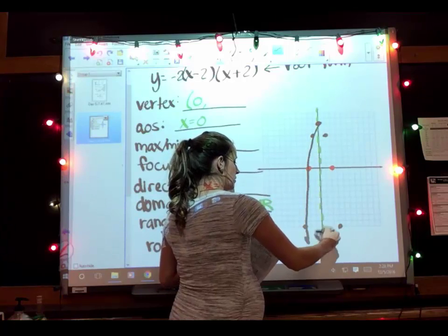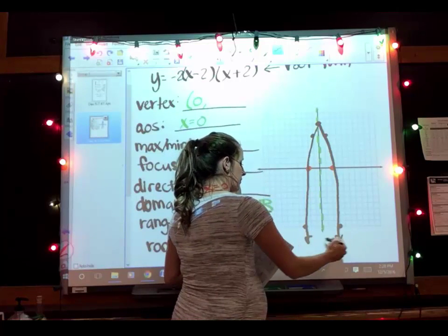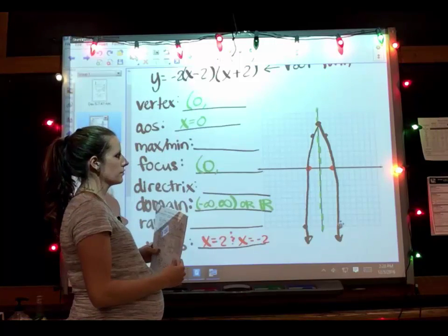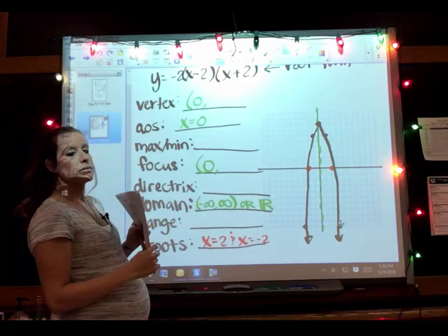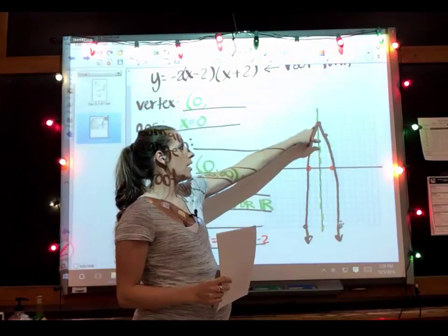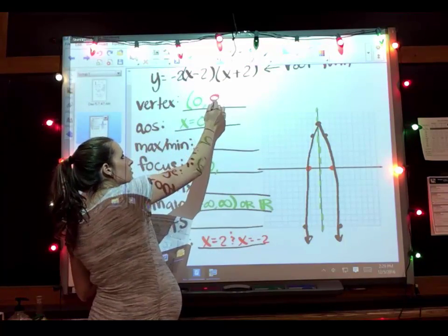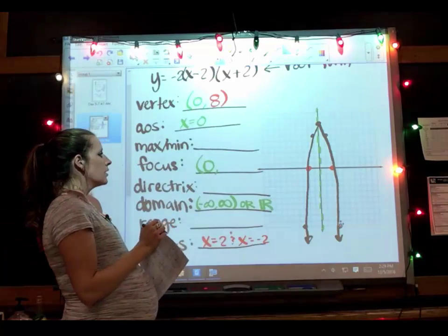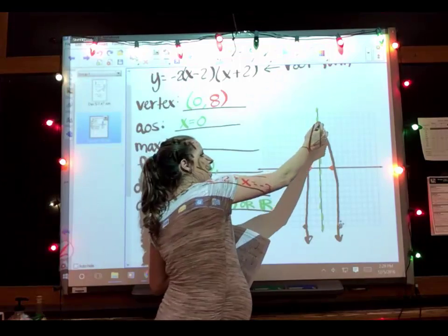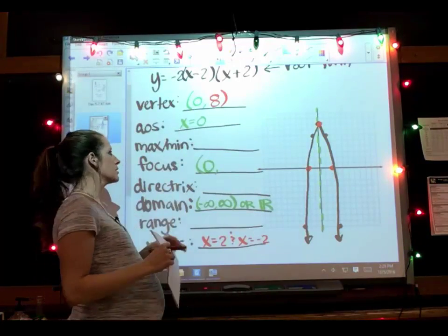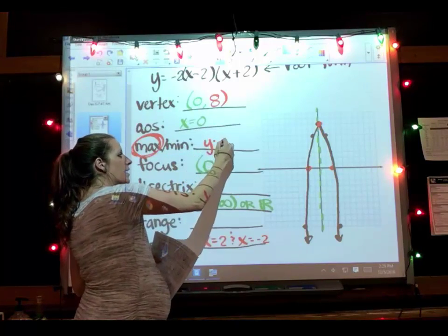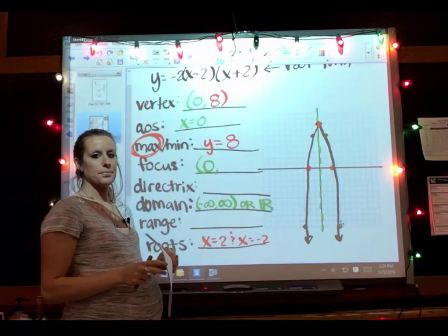So, it's an upside down parabola. So, your vertex is the point 0, 8. I'm going to go ahead and write that, 0, 8. Okay, it's an upside down parabola, so we actually have a maximum point this time. It's the highest point. So circle max, and our maximum is when y is 8. Okay, it's just the y value of my vertex.